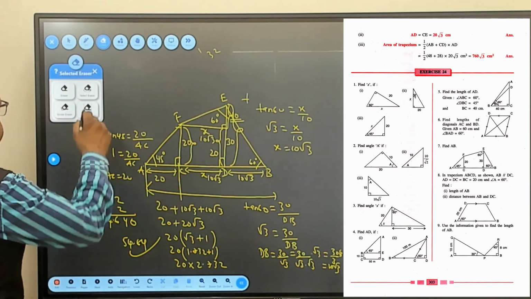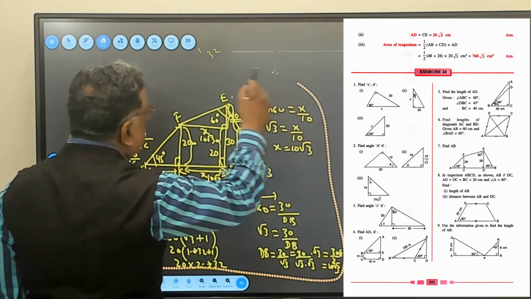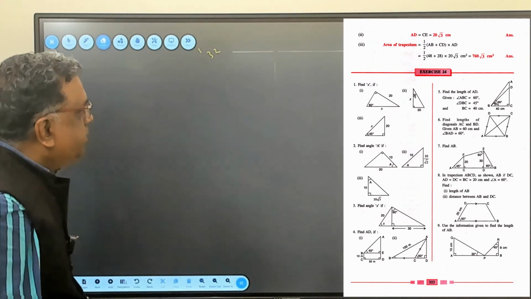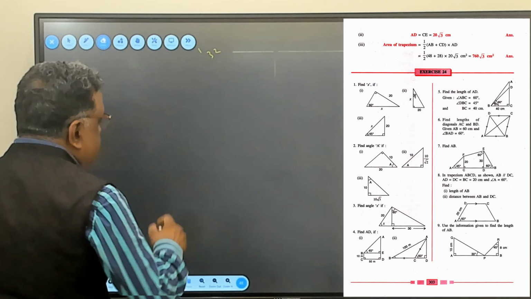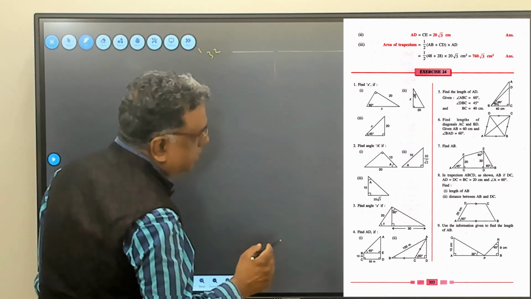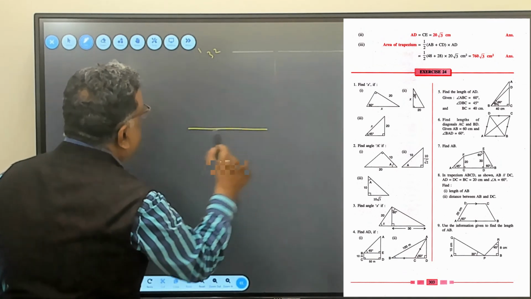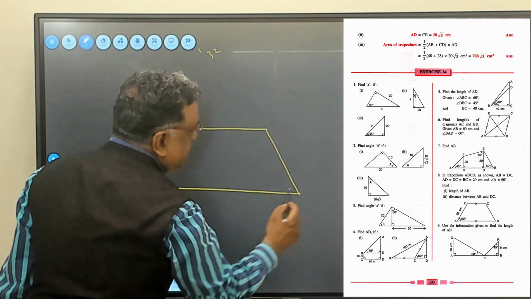Eighth one. So there is a trapezium which is given to us. This is the trapezium which is given to us.